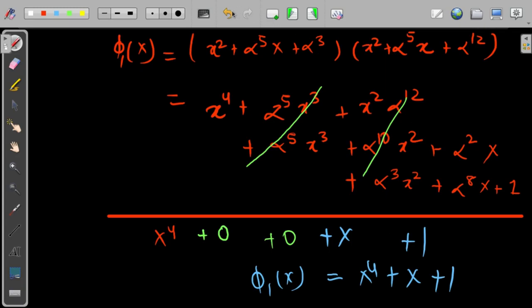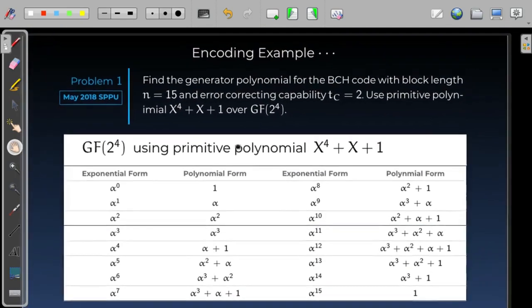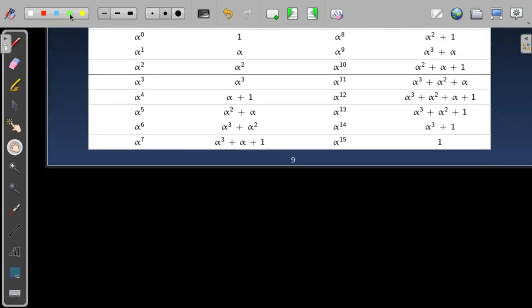Okay. In a similar manner, we can also calculate phi 3 of x, because these are the two things that we have to consider. So let me do that. Now I am going to consider phi 3 of x, and to do that I have to calculate all the conjugates of alpha cube, right? So the conjugates of alpha cube are alpha cube, alpha to the power 6, alpha to the power 12 and alpha to the power 24, which is equal to alpha to the power 9. So alpha cube, alpha 6, alpha 12 and alpha 9 are the conjugates, right?